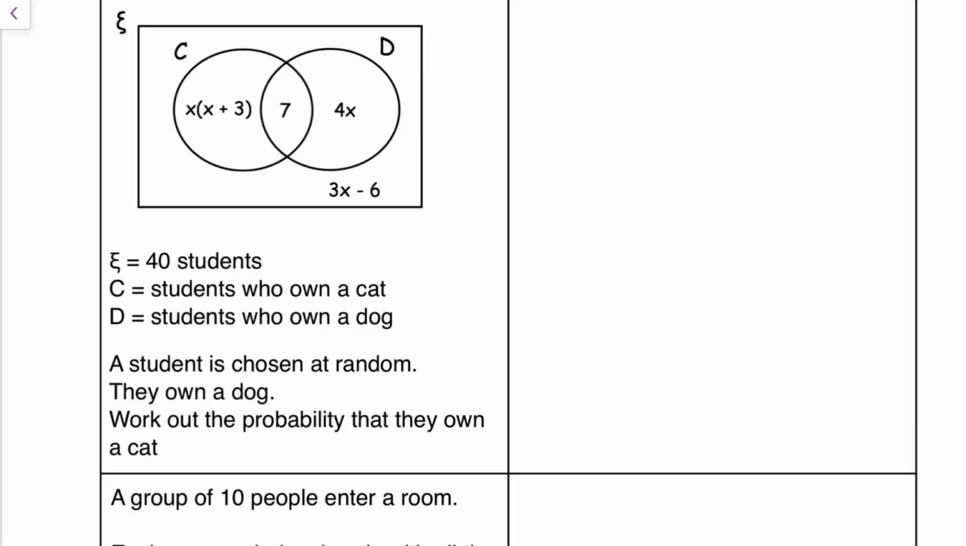All right, what do I have? So I've got a Venn diagram. Okay, now this is an interesting one. So a Venn diagram with two circles within it only has 4 bits. The bit that's just in C, the bit that's just in D, the bit that's in the middle, and the bit that's in neither. And in this case, I know all 3 bits.